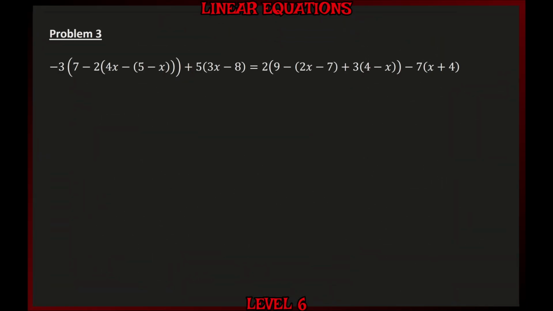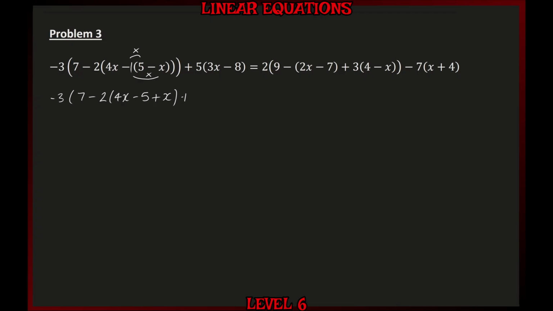In problem 3, we're solving an equation that contains lots of brackets inside other brackets. So what we're going to do for each of these terms is start from the inside and work our way out. So starting on the left, we have minus 3 multiplied by 7 minus 2 multiplied by 4x. And in front of that bracket, there's a minus. And that's like having a minus 1 there. So we can expand this bracket by doing minus 1 times 5, which is minus 5, and minus 1 multiplied by minus x, which is plus x.